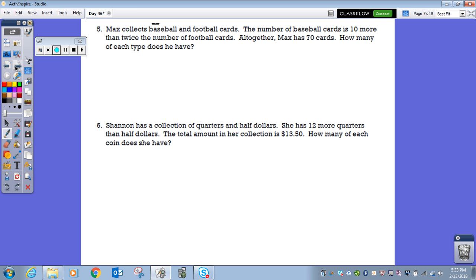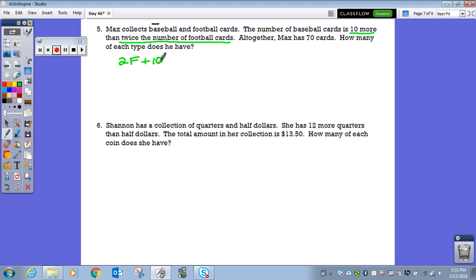Okay, and so the first one says Max collects baseball and football cards. The number of baseball cards is 10 more than twice the number of football cards. I think by now we know kind of what that means. That's our translating expressions, right? So 10 more than twice the number of football cards, right? So twice the number, that's 2 times F, I'm going to just use the letter F for football, twice the number of football cards, and then 10 more than that, right?